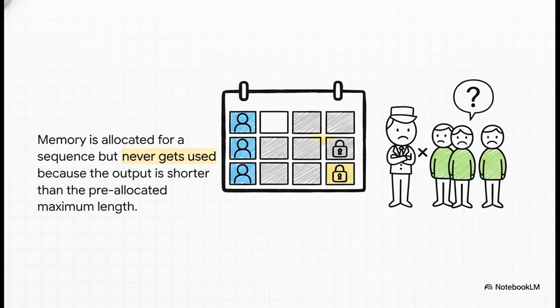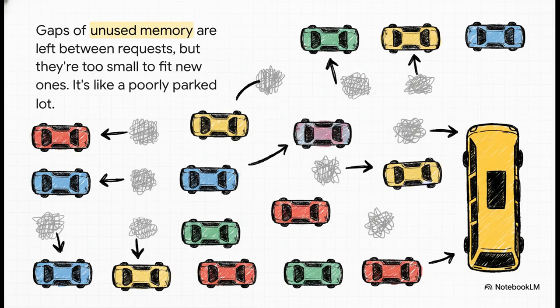Okay, so first up is internal fragmentation. This happens because you have to guess how long the model's response is going to be and reserve a chunk of memory for it ahead of time. It's kind of like booking a hotel room for a full week, but then you check out after just 3 nights. You still paid for the whole week, right? And the hotel couldn't give those empty nights to anyone else. It's just pure waste.